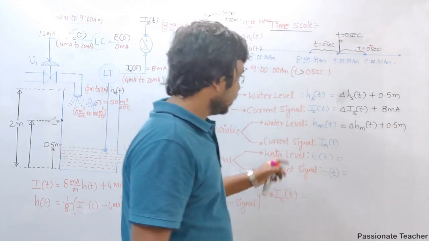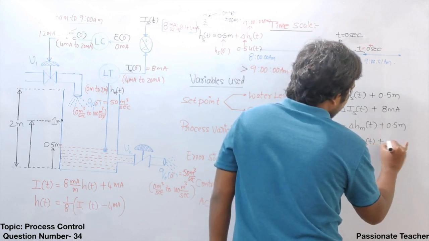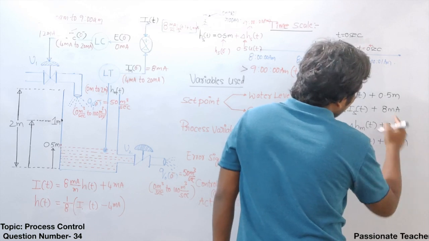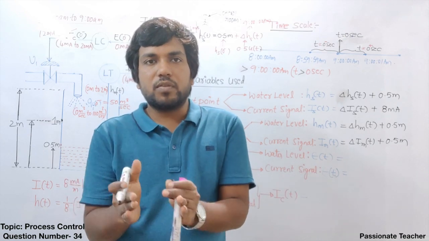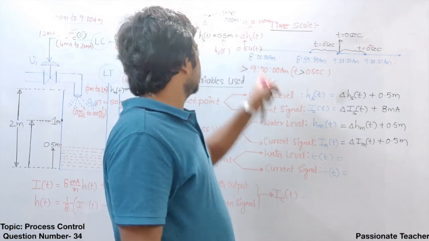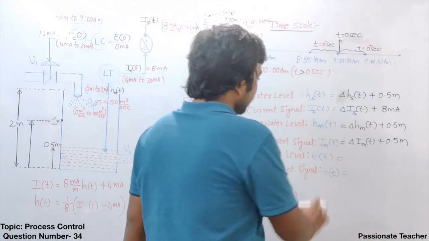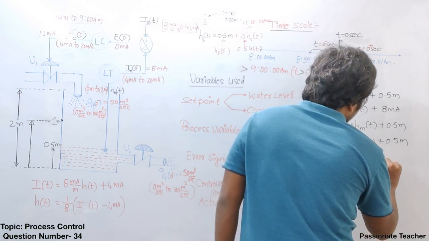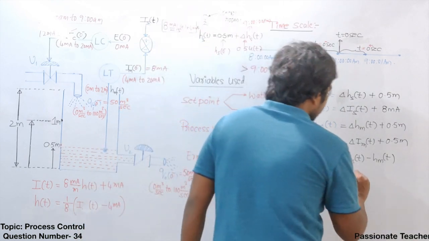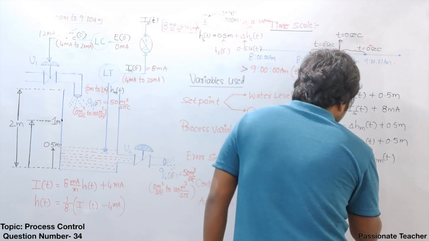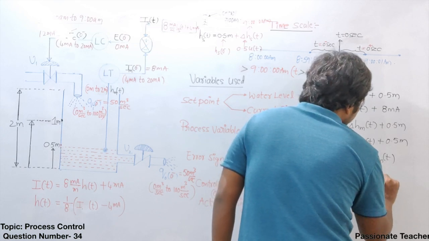Okay? And what about the current signal here? If you look at it, the current signal will also be like this. The transmitter output will be some change in current plus the initial value. All these are initial steady state values, because initially, just before 9 a.m., the process is at steady state. Now we changed the set point. What about the water level error? Error in water level will always be Hs of t minus Hm of t, and this can be written in current signal as Is of t minus Im of t.